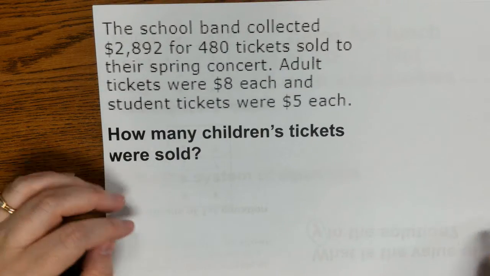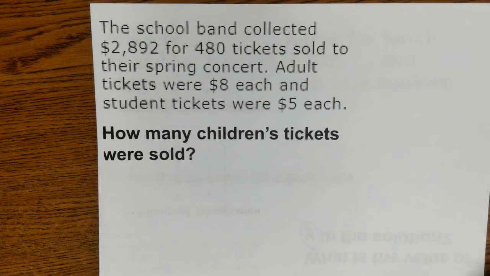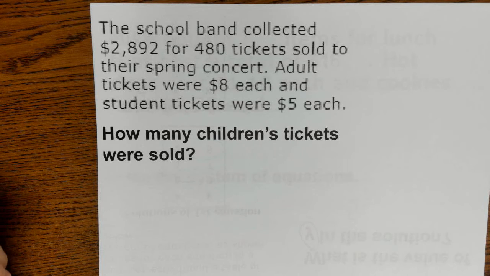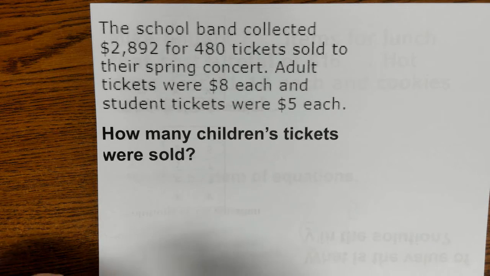Alright, this one says that the school band collected $2,892 for 480 tickets sold at their spring concert. Adult tickets were $8 and student tickets were $5. How many children's tickets were sold, or student tickets, but not the adult?